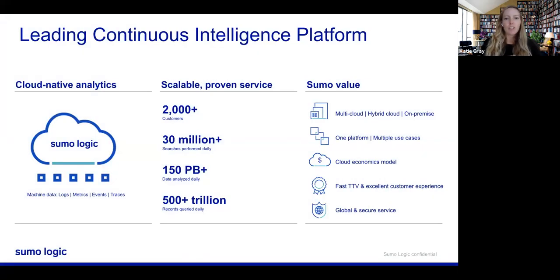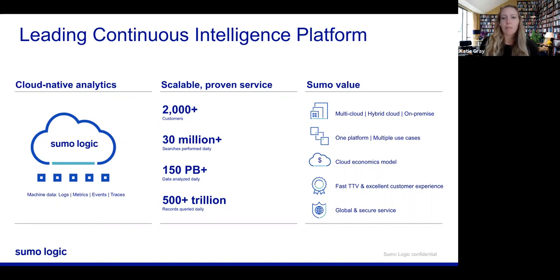All right, so Sumo Logic. We are a continuous intelligence platform. We have over 2,000 customers. We ingest tons of data daily, over 150 petabytes, and millions of records, searches performed daily. The crux of our solution is really the ability to provide multi-cloud, hybrid cloud, and on-premise support. So wherever you are in your cloud journey, our solution can support you.